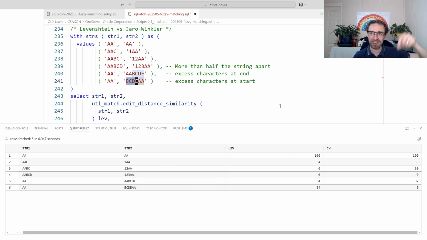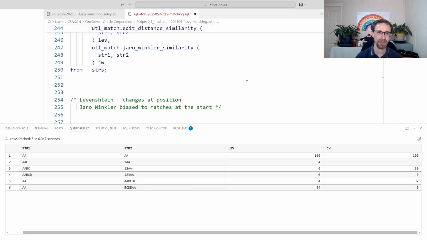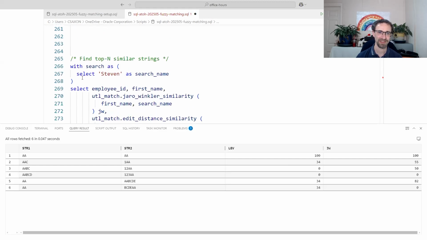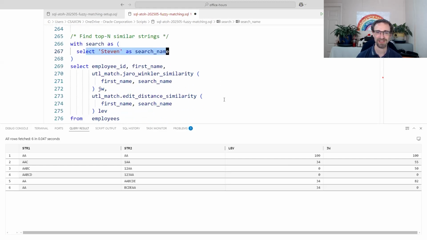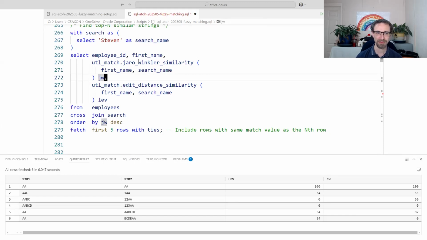Levenshtein is literally position by position matching. Again, these are standard algorithms. You can look them up. We've just implemented them in Oracle database. You want to check those out. Okay, so Levenshtein changes the position, Jaro-Winkler matches at the start. So if we want to find people with names like Stephen, probably one of the best ways to do it is pass them into one of the algorithms and then sort by the match descending to find what's similar.